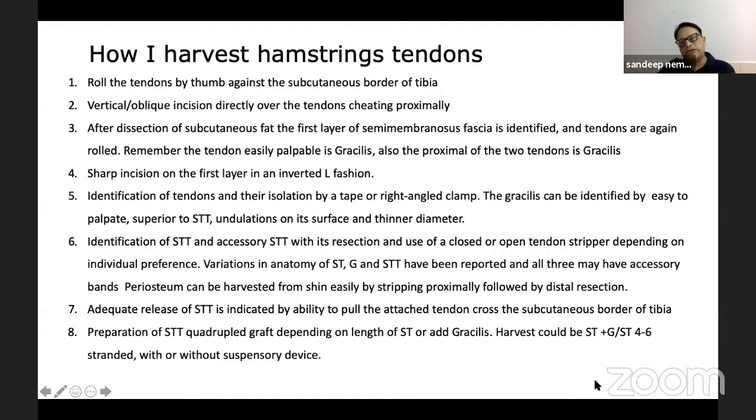Another very important trick which I would like to say is, how do you know that you have adequately released the semitendinosus tendon for passing the tendon stripper? This I will highlight in the video again.